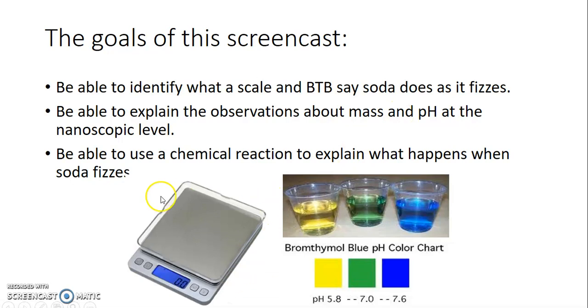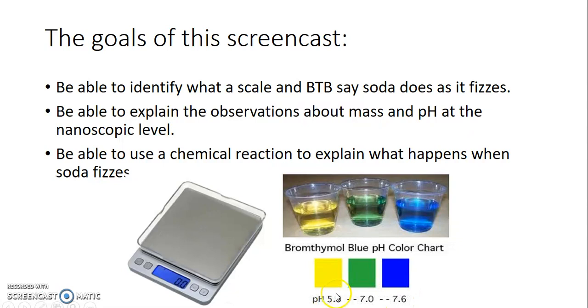So here's what our digital scales looked like. They recorded our mass all the way down to 1/100th of a gram, very precise. And we also had bromothymol blue. If you don't recall, here's a handy little photograph and color chart to remind you. The bromothymol blue starts as green, and that's neutral. So, for instance, pure water would be neutral. Yellow means that it has gone a little bit acidic. And then blue means that it has gone a little bit basic.